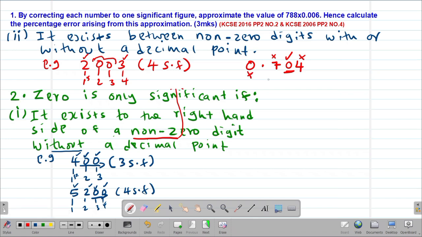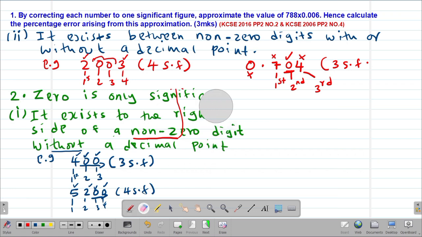Therefore, when we are counting the significant figures in this particular case, this zero will not be significant. The reason is because it is appearing to the left hand side of a number, before a decimal point. Therefore, this is our first significant figure. Remember, we said all digits from 1 to 9 are significant. This 0 is also a significant figure due to the fact that it is existing between 2 non-zero digits. Then 4 is also a significant figure because it is a digit existing between the range of 1 to 9. Therefore, this number is actually correct to 3 significant figures.